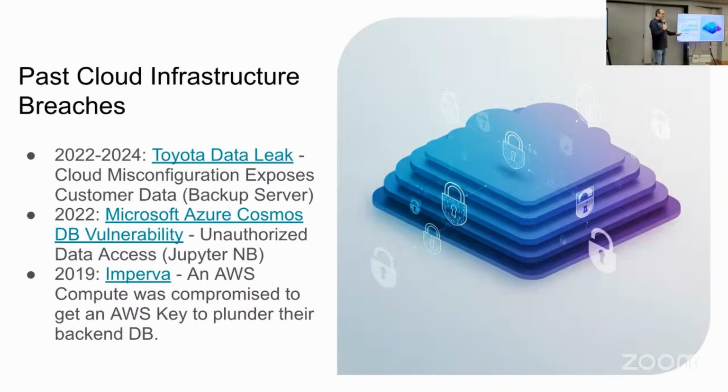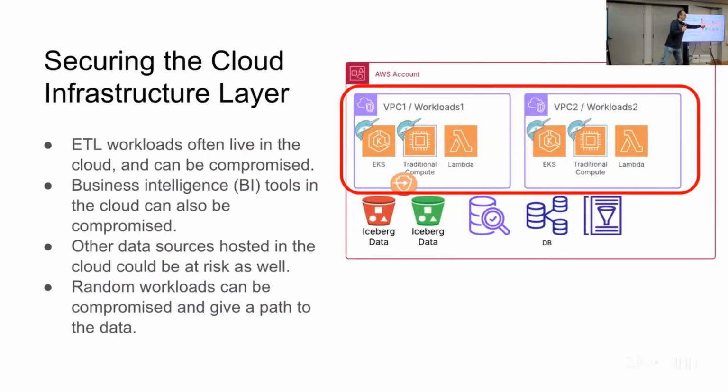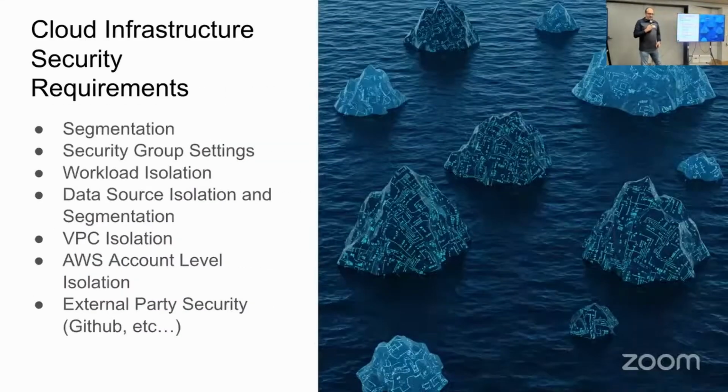2019, I love this one. Imperva. Do you know what Imperva does? It's a security tool. They do web application firewall. What happened is that one of their AWS compute instances was compromised. Remember, if you go back, one of these was compromised, or these, right? And then what happened?